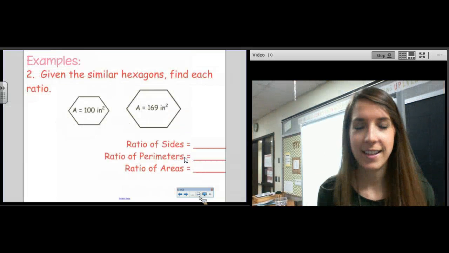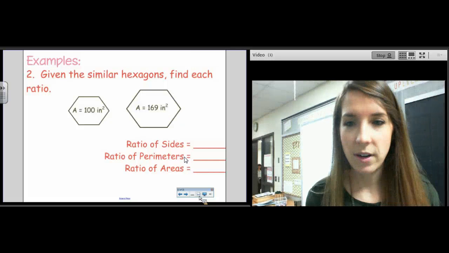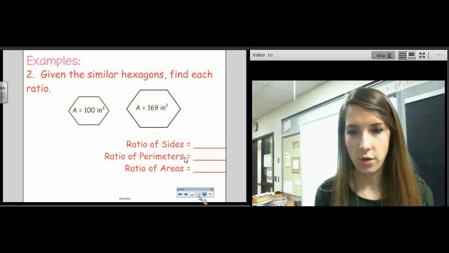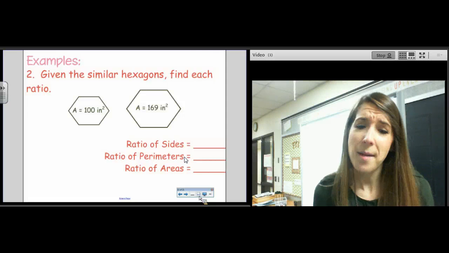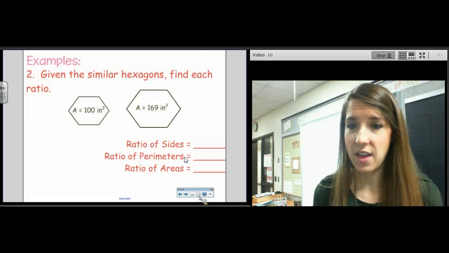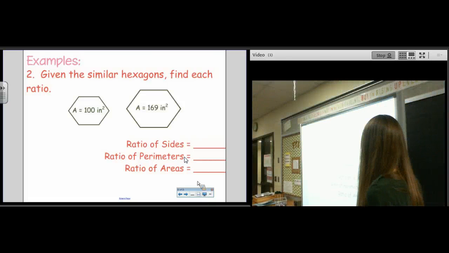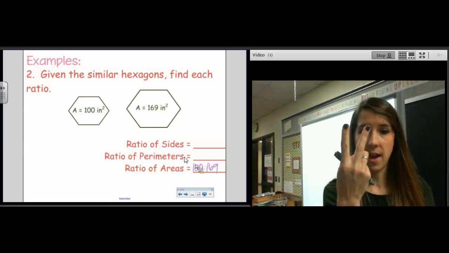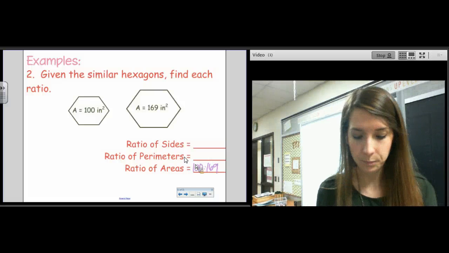All right, let's keep going. Given the similar hexagons, find each ratio. I'm going to do the ratio of the areas because there's nothing to that one. The ratio of the areas is 100 to 169. If you wanted to write them the other way, that would be fine as well.